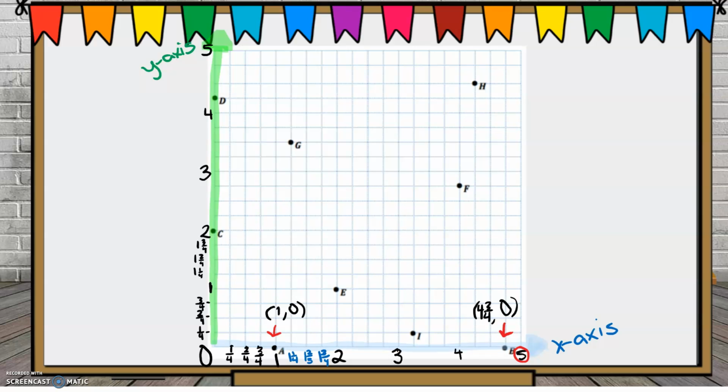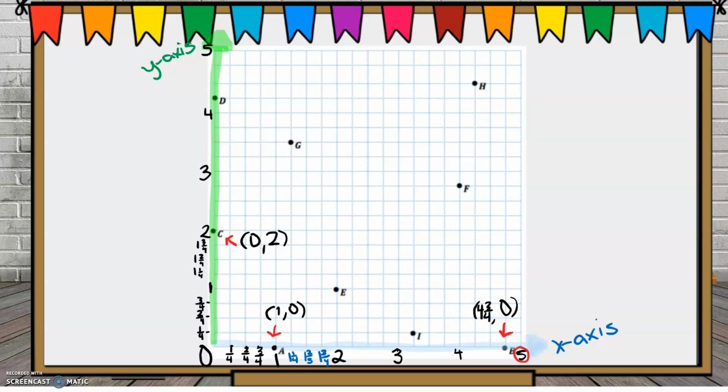So we just found the coordinates for A and for B. Now for C, we see that C is right here, and C is actually on the y-axis this time. So C lines up with a 0 on the x-axis. So the x-coordinate would be 0, and the y-coordinate is just going to be 2.